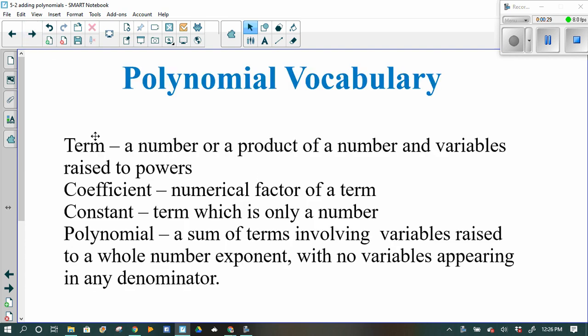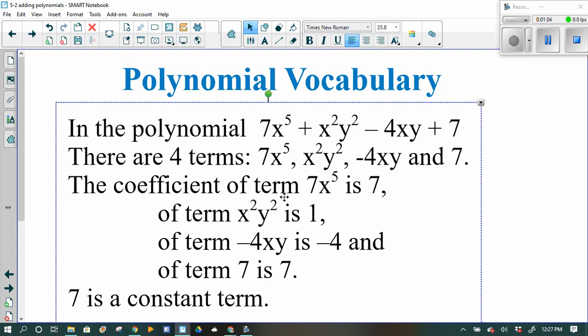Okay, so basically, just like before when we talked about terms, a term is a number or product of a number and variables raised to powers. Coefficient is the numerical factor of a term, so the number that's in front of your variables. A constant is a term which is only a number, meaning there's no letters involved. And a polynomial is a sum of terms involving variables raised to a whole number power exponent with no variables appearing in any denominator. All right, so here's your vocab.